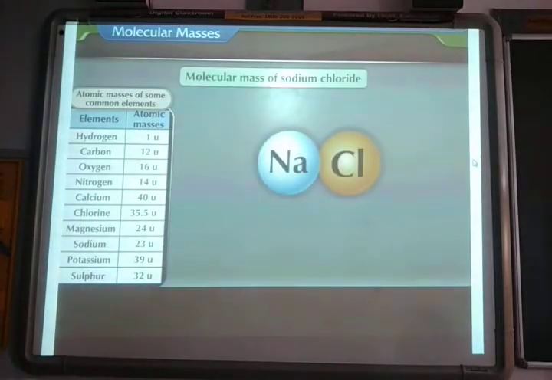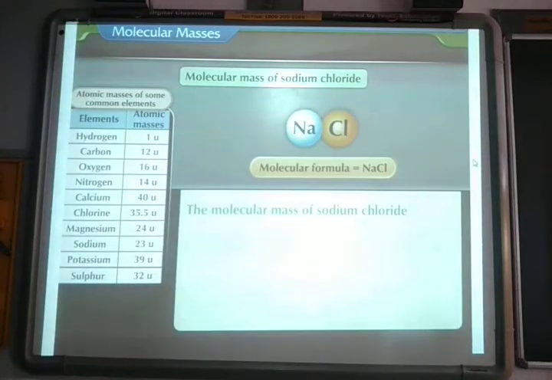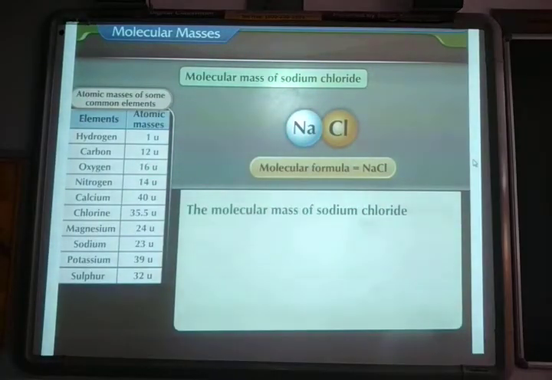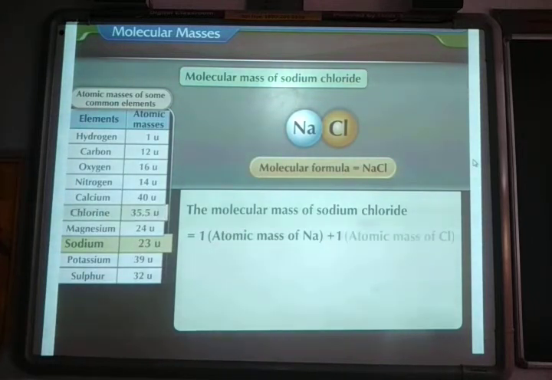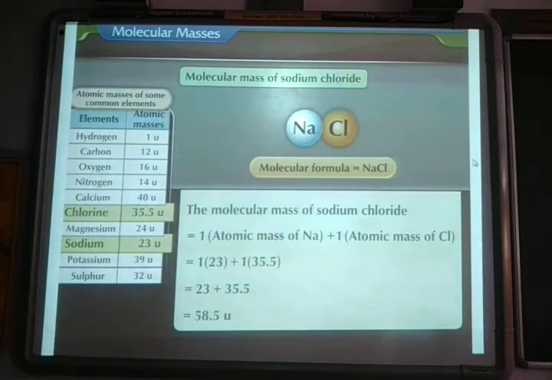Molecular mass of sodium chloride. The molecular formula of sodium chloride is NaCl. The molecular mass of sodium chloride is equal to the atomic mass of sodium plus the atomic mass of chlorine. This is equal to 23 plus 35.5. Therefore, the molecular mass of sodium chloride is 58.5 units.